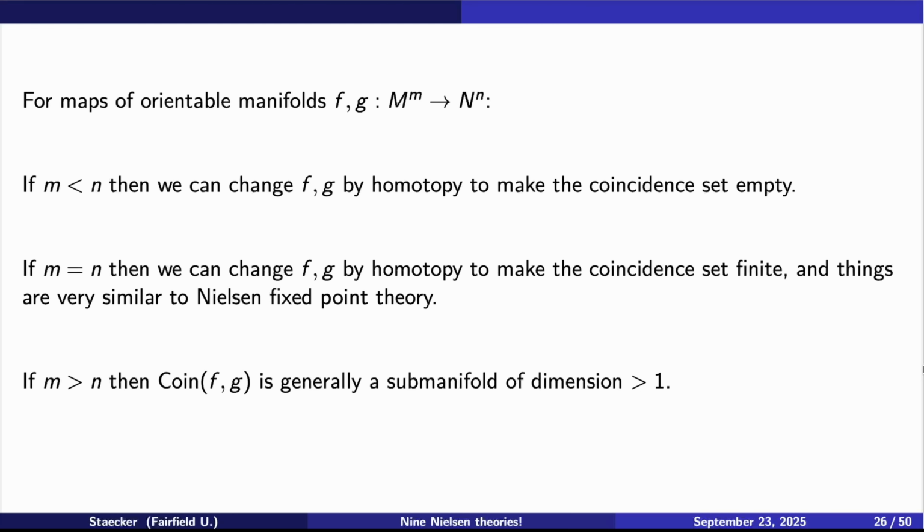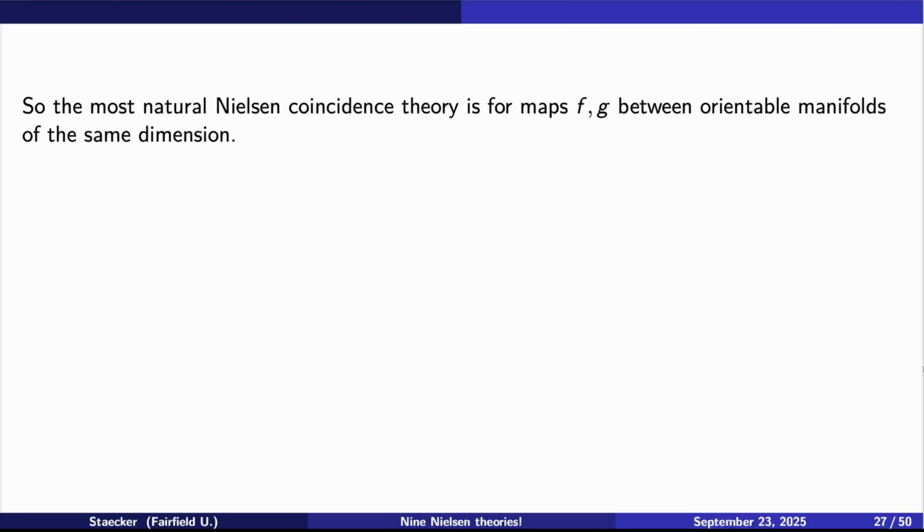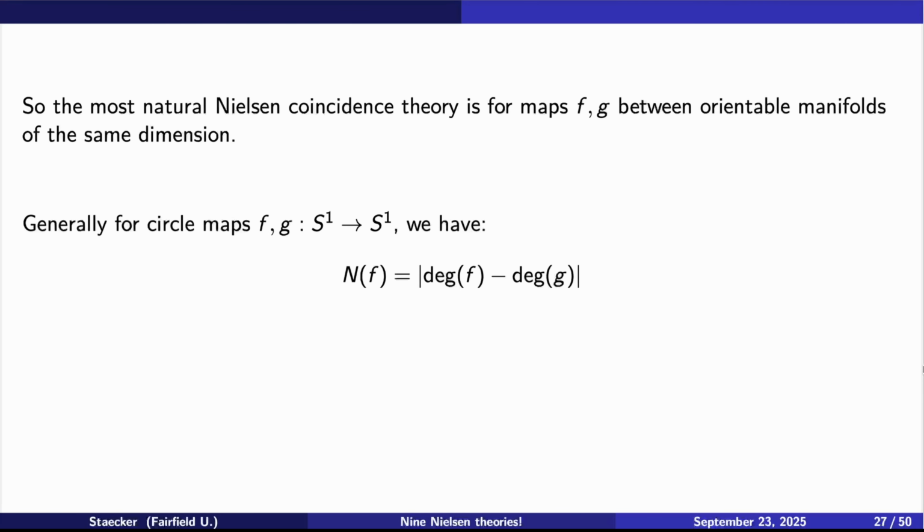So anyway, the most natural Nielsen coincidence theory is for maps between orientable manifolds of the same dimension. In that case, everything looks very much like fixed point theory. Otherwise, it's quite different. And we get some nice formulas. If you remember this formula from before, it used to say degree f minus 1. But now you change the identity to a g, you get this.